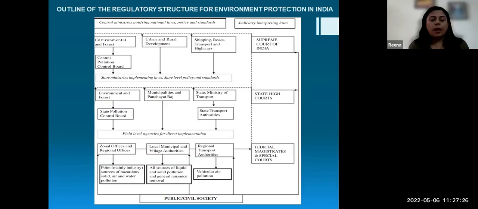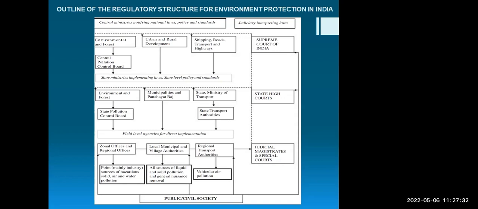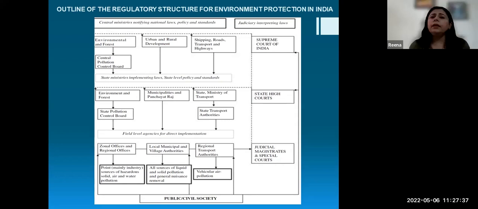And then we have the urban and rural development board, then shipping, roads, transport and highway department, then the Supreme Court of India. Under that, all these municipalities as well as state transport stakeholders are acting. And at the local level, we have zonal offices and regional offices, like for the Punjab Pollution Control Board also. At various district levels, you have regional offices. In Mohali it will be different, in Patiala it will be different. Similarly, in Delhi, East Delhi has a different office, West Delhi has a different one.